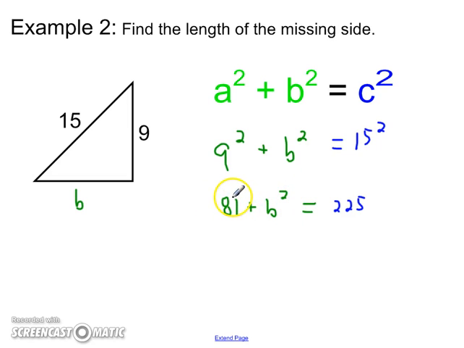So I have to get rid of the 81, so I will subtract 81 from both sides of my equation. Whatever I do to one side, I have to do to the other. That's why we did all that solving equation stuff way back when, so that we can keep balance. 225 minus 81 is 144.